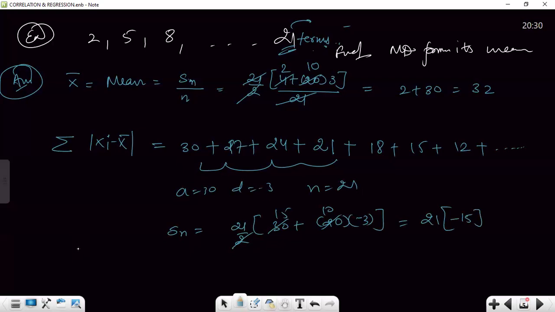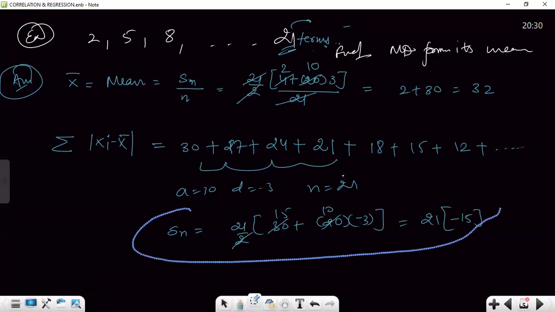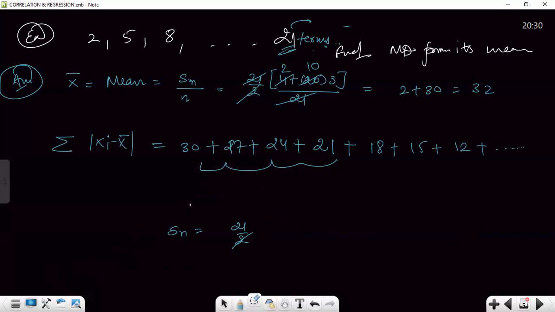Now, how do you find the mean deviation? Mean deviation is found by sigma of |xi minus x bar|. But we are making a mistake here: we cannot apply this formula like this. Why? Because there is a modulus here. We cannot take negative values. After 0, it is 3, 6 that will be written. Okay, so nice that we have remembered.